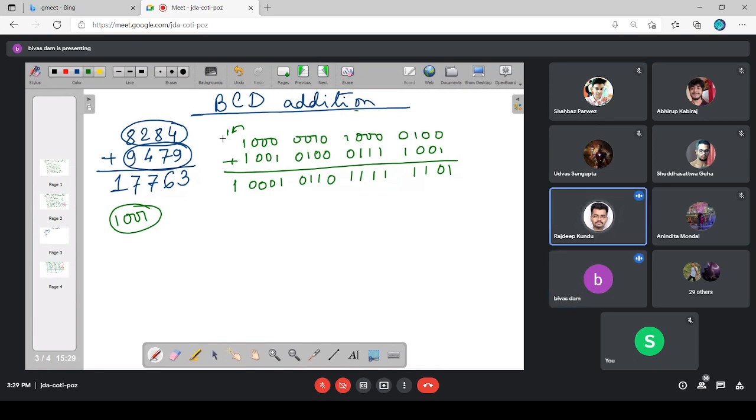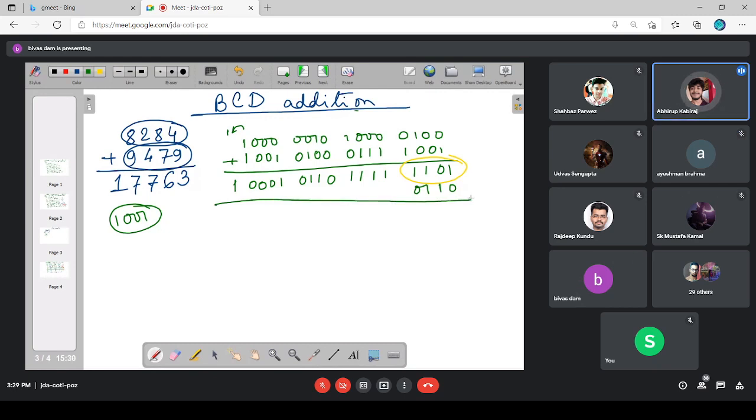Check the result nibble by nibble, starting from the least significant nibble. So first, we shall target this particular nibble. This particular nibble, is it greater than 9? Yes, sir. So what do you have to do? You have to make some corrective action. What is that corrective action? Add 6 with it. Add 6, 0, 1, 1, 0.